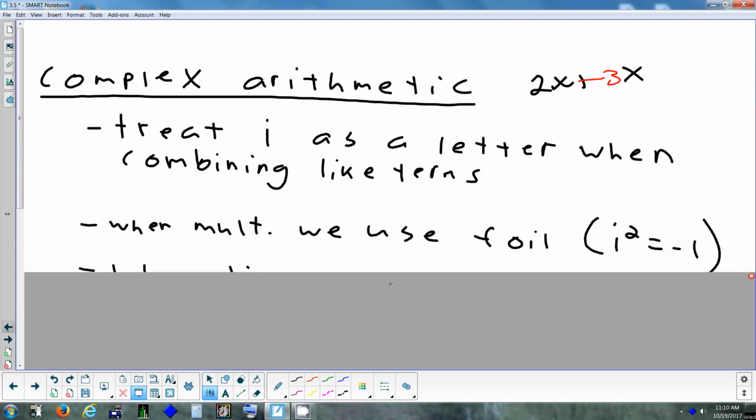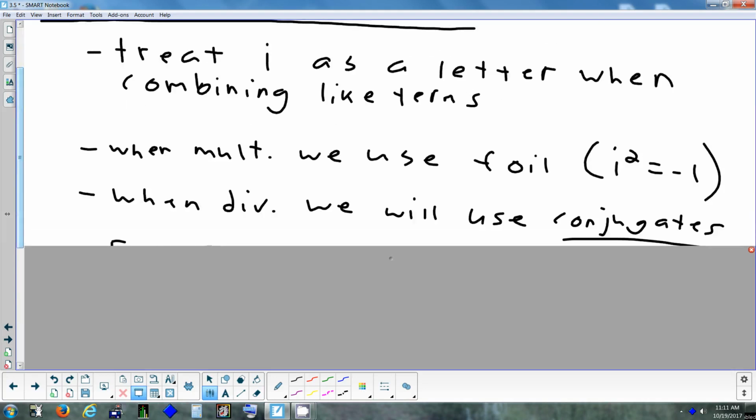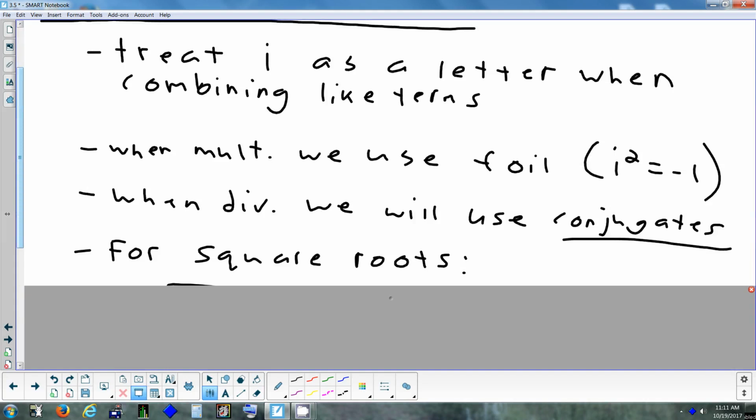And when you do out the FOIL, you're going to end up with some i squareds. Anywhere that you get an i squared, don't leave it as i squared. Change it to -1. For division, when we get to that, we're going to have to use the idea of what's called a conjugate. I'll show you what a conjugate is first, and then I'll show you how you use it. And then the last thing is, how do you simplify square roots with negatives?